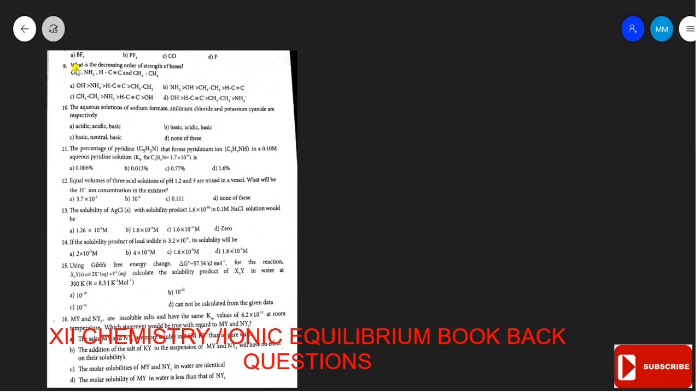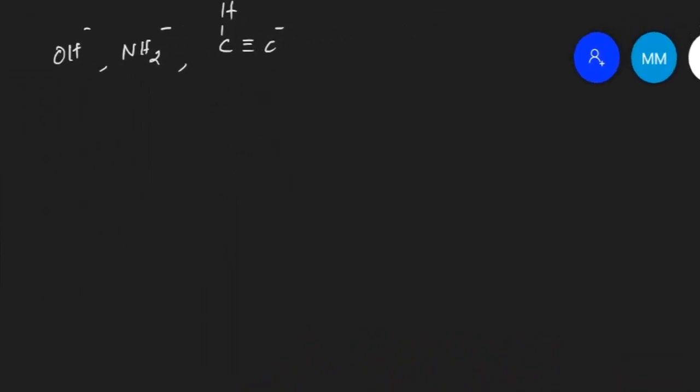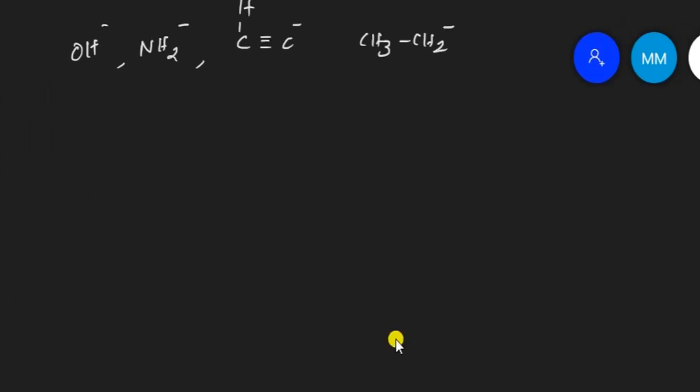Question number 9. What is the decreasing order of strength of the bases? The different bases are given, that is OH minus, NH2 minus, CH triple bond C minus, and the fourth one CH3 CH2 minus. All are bases. The question is the decreasing order of the strength of the base. According to the Lewis concept, all are bases.